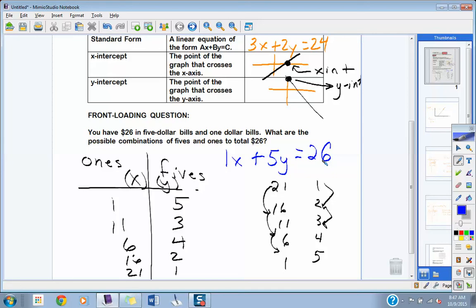If I had some 20s and some 10s, and I said I have $110 total. What would be an equation in standard form to model that situation? I have some 20s, I have some 10s, to total $110. What would an equation look like in standard form to model that? 10x plus 20y equals 110. You get it? All right, good stuff. Let's go to page 2 quickly.